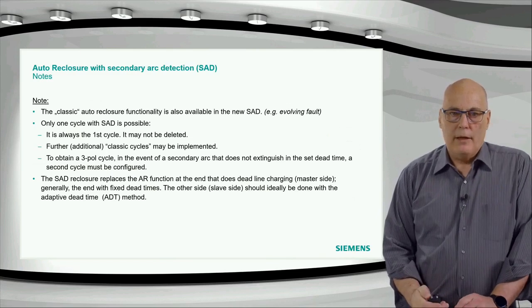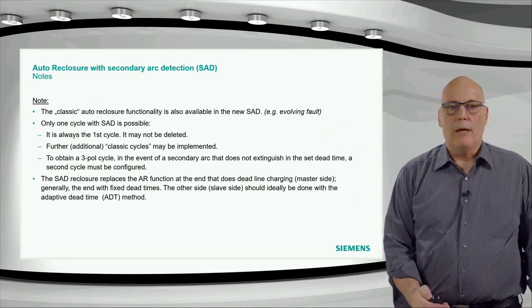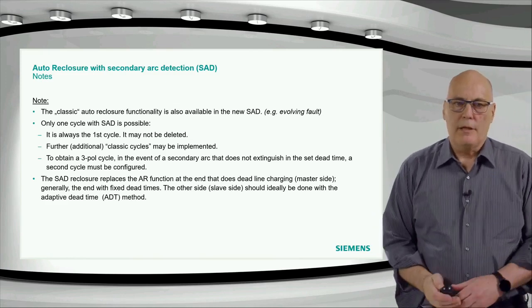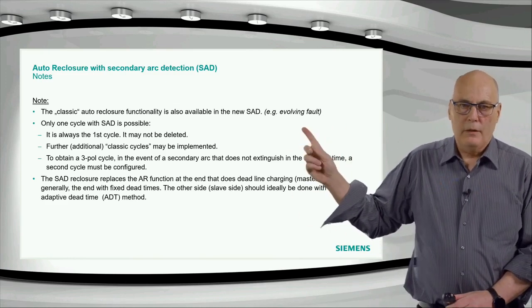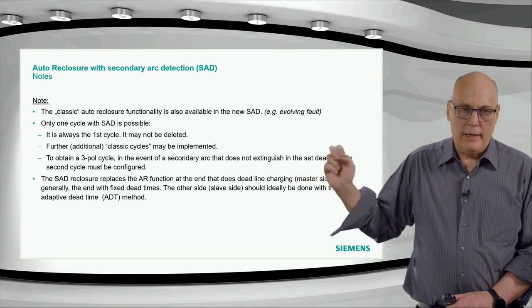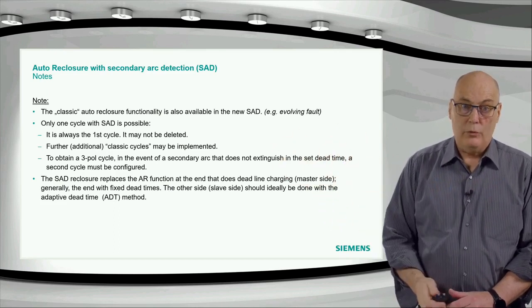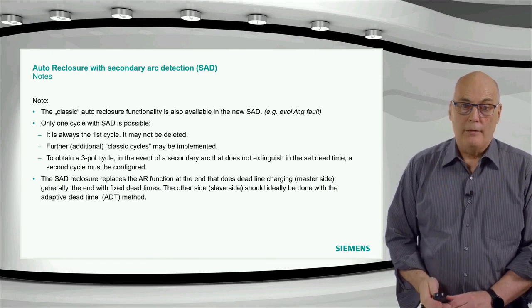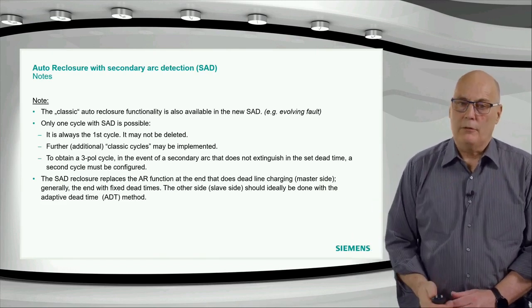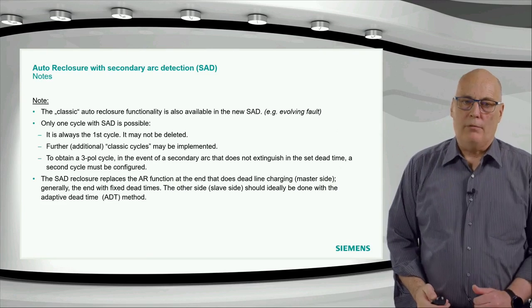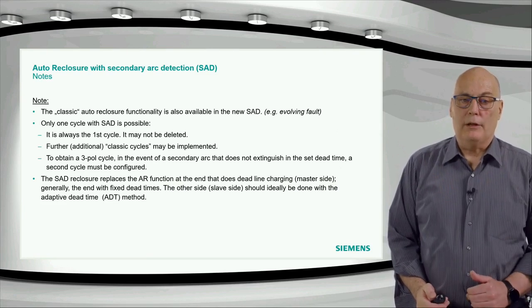I think the text slide one can jump over. From a time point of view, it is not that interesting. I think I've said everything that is to be said there. You can apply this together with a classic auto recloser. The secondary arc detection will be the first cycle that you use, and you can apply additional auto reclose cycles, but they will always be the second, third coming after the secondary arc detection if you apply that.